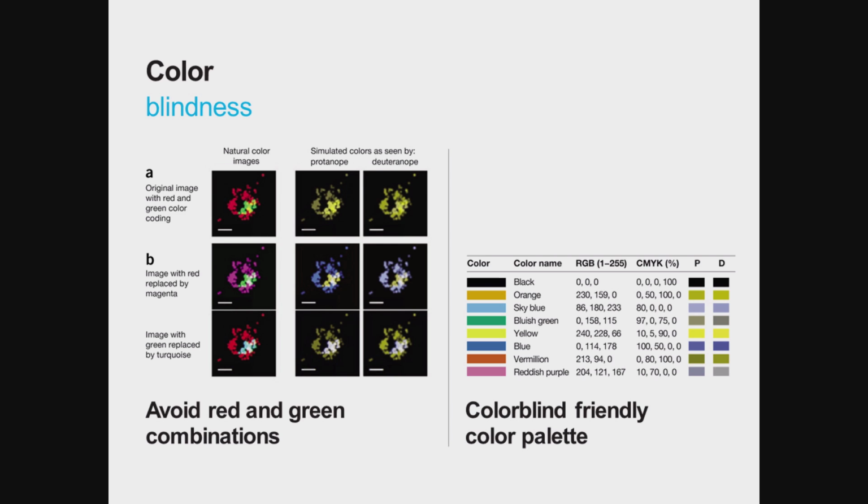We also have this colorblind friendly color palette here, where you can see the P and D stand for the two different kinds of color blindness, and you can make out the differences in all of those colors. It's not quite as easy, but you can see the differences in the colors.